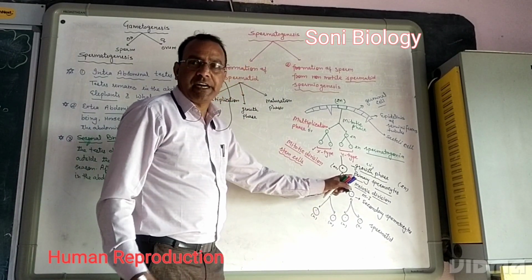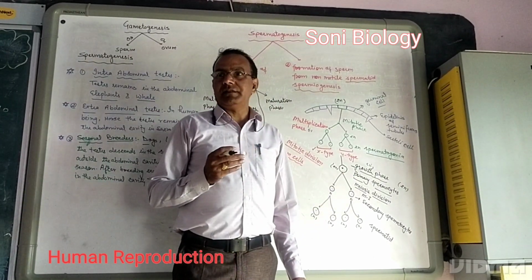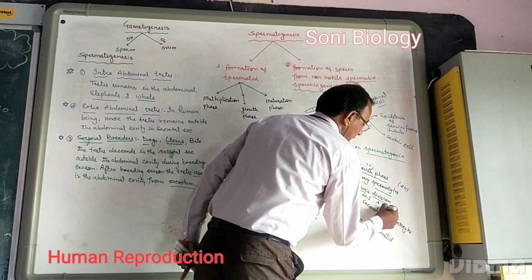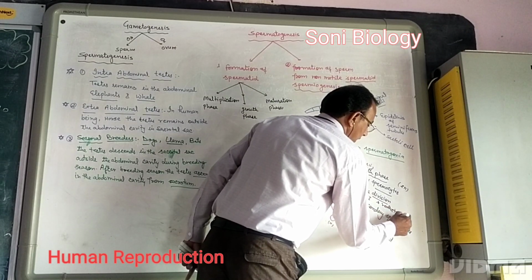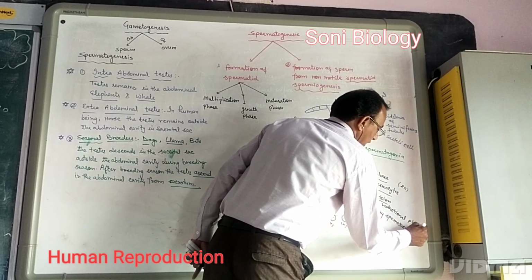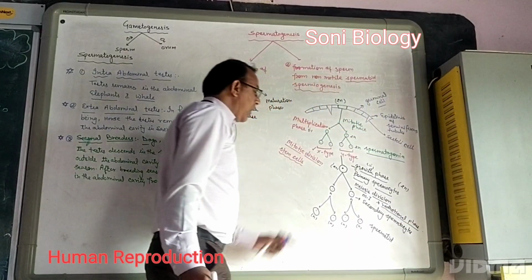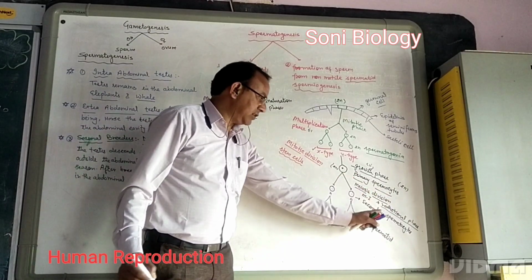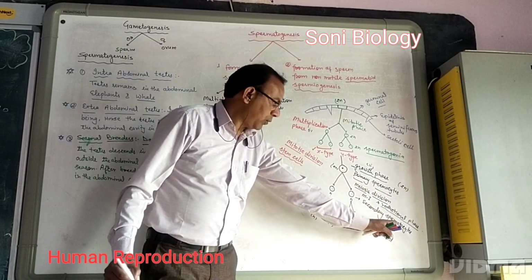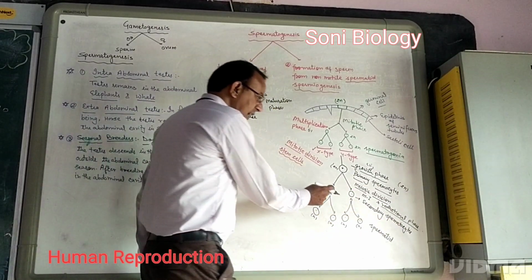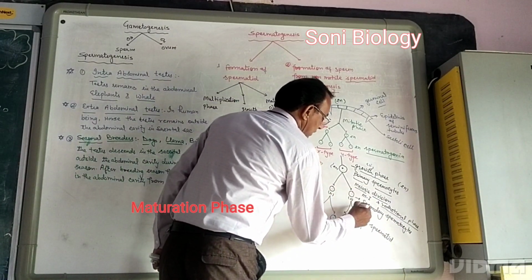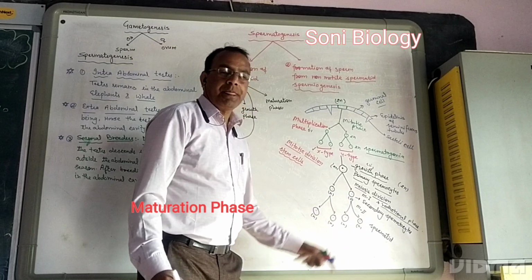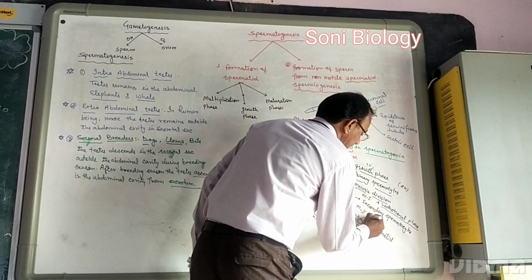Then this primary spermatocyte enters into the meiosis division, not mitotic, meiosis division. And meiosis first is the reductional phase. So a diploid cell changes into 2 haploid cells. The 2 haploid cells which form from the primary spermatocyte are called secondary spermatocytes. These are haploid. Then, in the second phase, these cells enter into meiosis 2. Meiosis 2 is an equational phase.